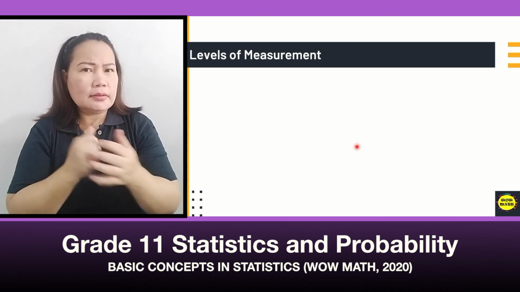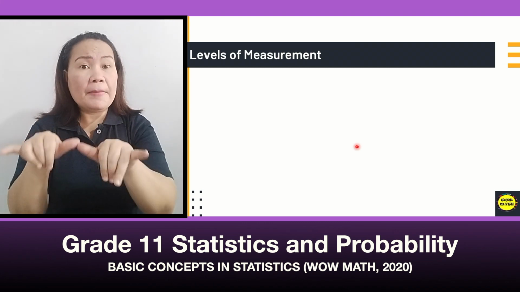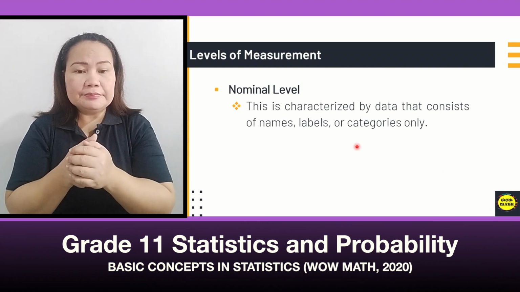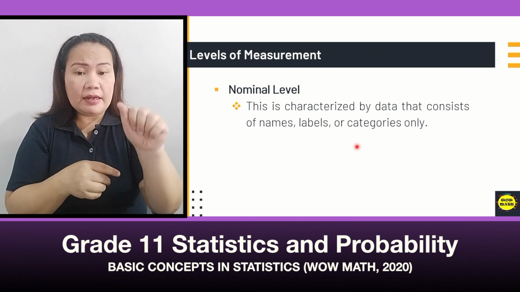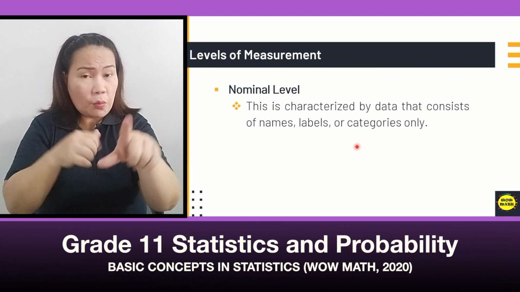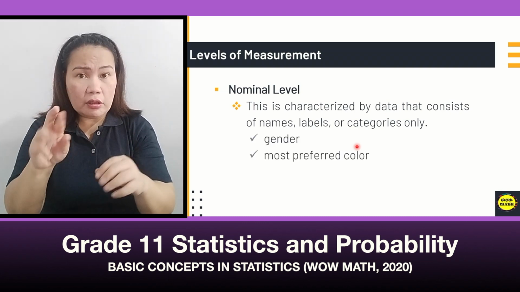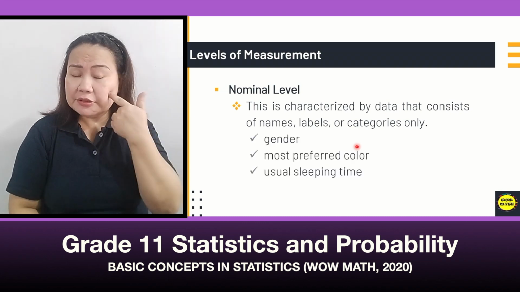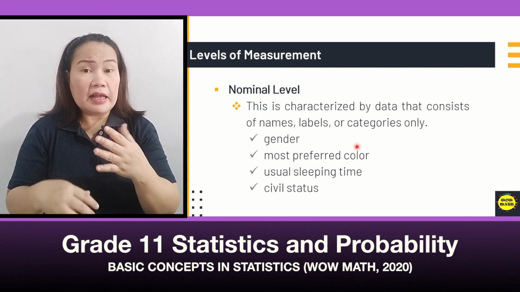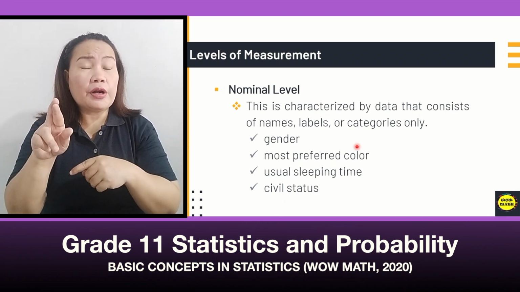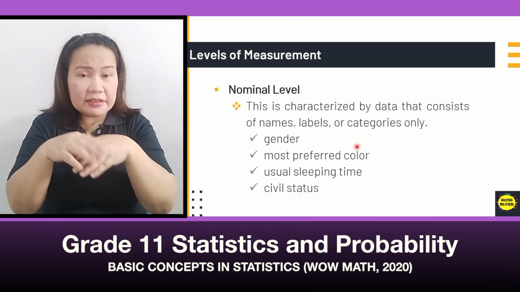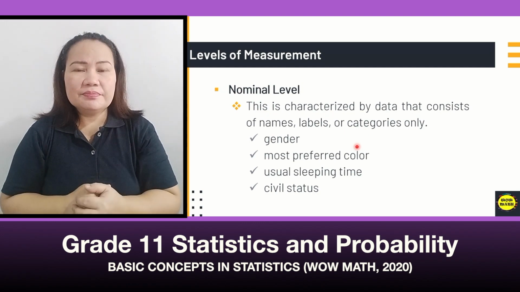Okay? So, we have levels of measurement. What are those? We have four levels of measurement. First is the nominal level. This is characterized by data that consists of names, labels, or categories only. For example, gender, most preferred color, your usual sleeping time, and the civil status. Other examples of variables measured at the nominal level include your gender, the marital status, religious affiliation.